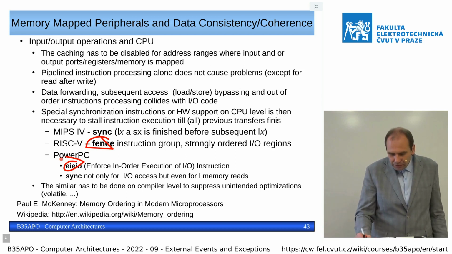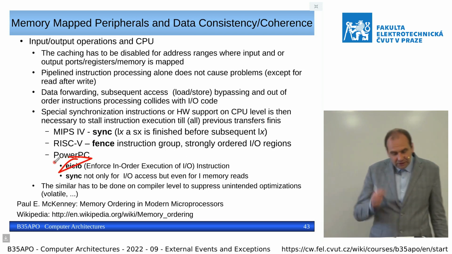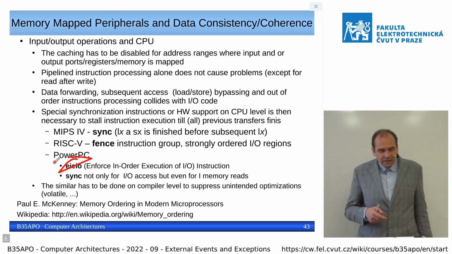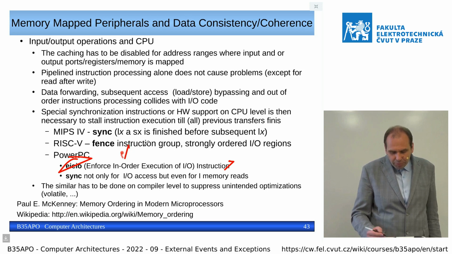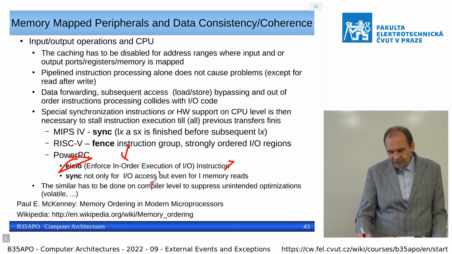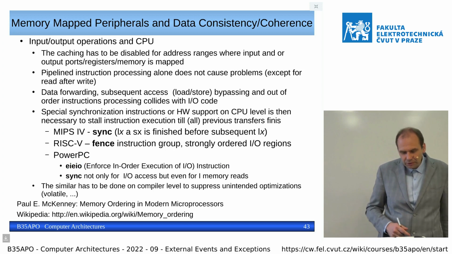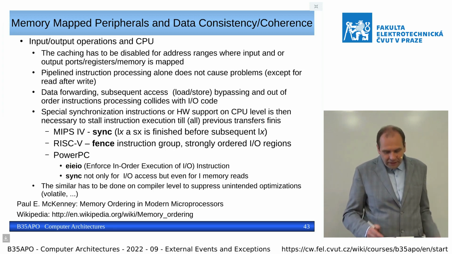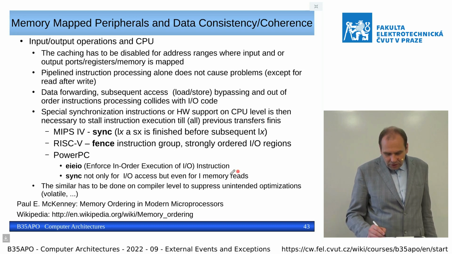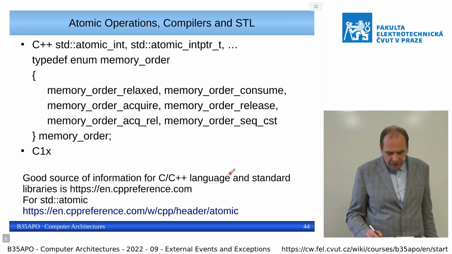So you can use this instruction to ensure that the preceding outputs are forced to go out, and following inputs cannot be fetched earlier than after this instruction. So basically it is a barrier which disallows reordering of the instructions. So this is one problem.